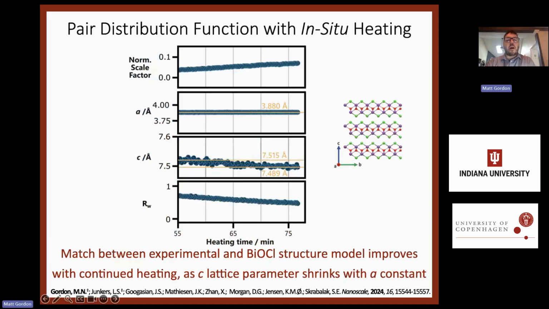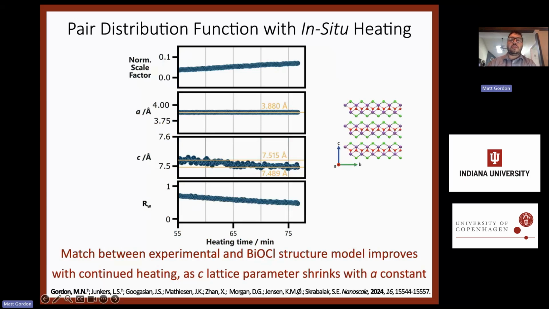Another thing that we monitored as the heating occurred were the lattice parameters of our BiOCl crystal structure. One of the things we noticed is that it's a tetragonal crystal structure, so our A and B lattice parameter was very steady at 3.88 angstroms, showing that in the AB plane we weren't changing much on the crystal structure. But then our C parameter, we noticed with extended heating, did shrink a little bit from about 7.515 angstroms to 7.489 angstroms.